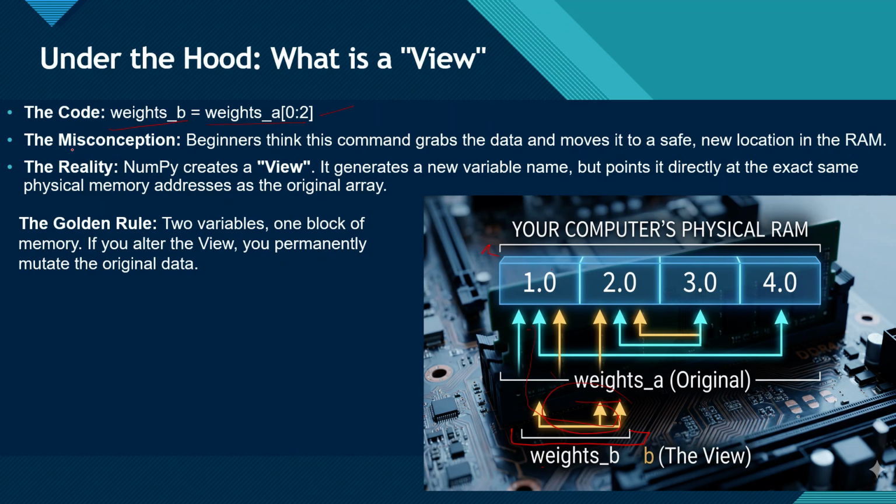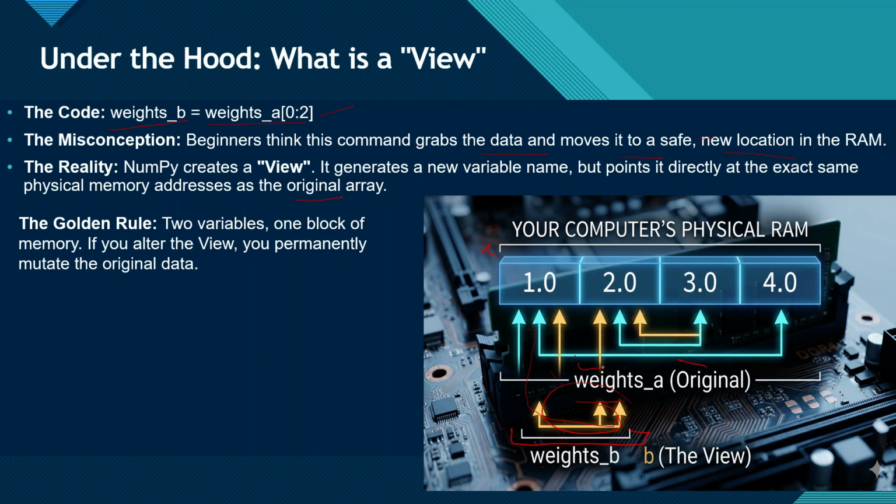So what is happening here? The misconception: beginners think this command grabs the data and moves it to a new safe location in the RAM. But this is wrong. We have the original array and we are slicing it, so it simply creates a view. The reality is NumPy creates a view, generates a new variable name, but points it directly at the exact same physical memory as the original array. That is what I explained here.